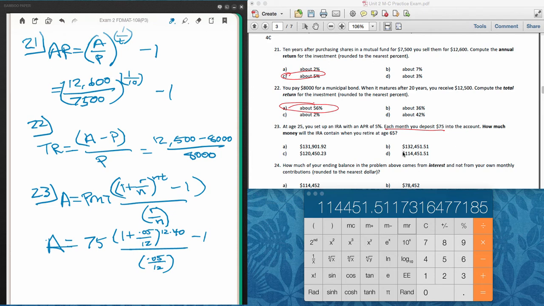So let's see which one. There we go. Number D is the correct answer. That's how much money the IRA will contain after 40 years if I just put $75 in for 40 years every month. All right, let's move on to the next question.